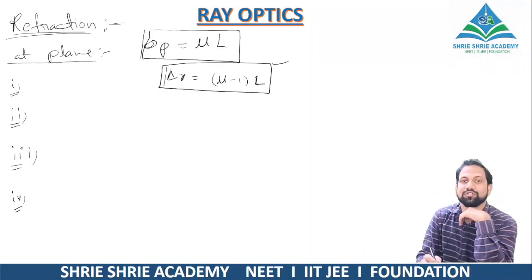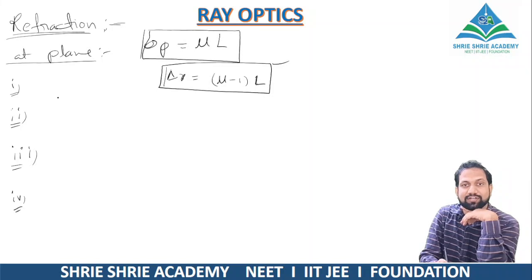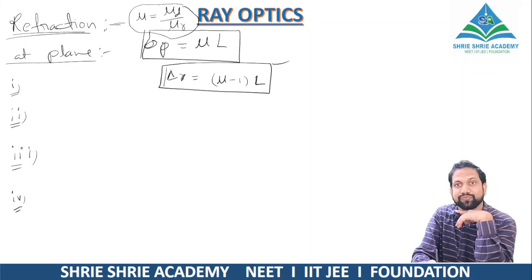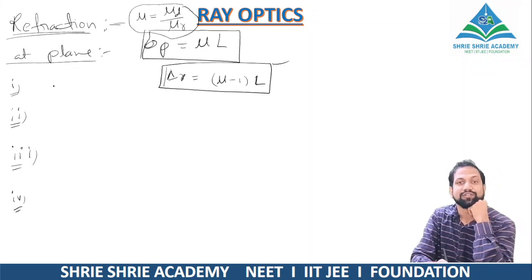Whatever I taught there, I can tell you here, and of course I told you to consider the common symbol here. The refractive index mu equals mu denser by mu rarer, like this notation I gave. And if the real object is in the rarer medium, then apparent is greater than actual.